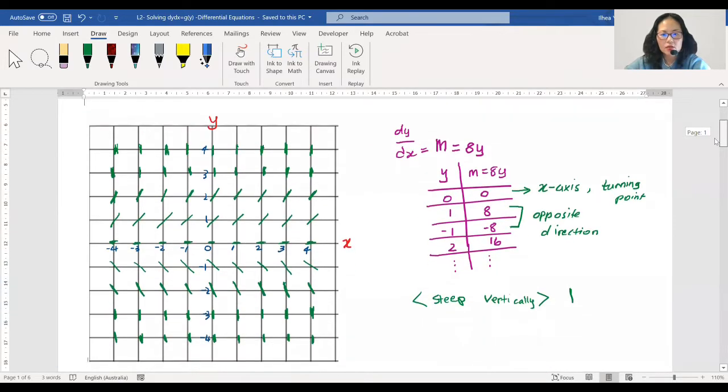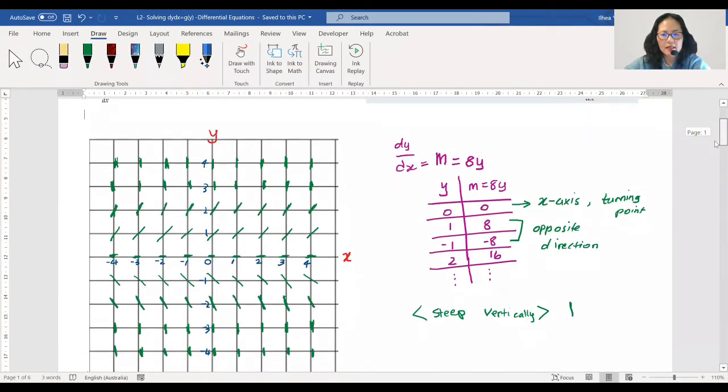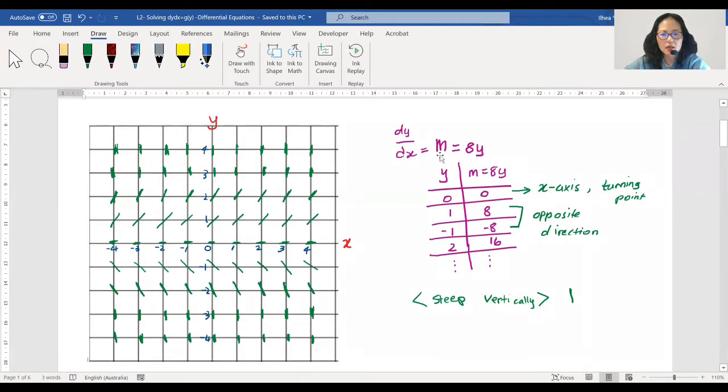Okay, so dy/dx is our gradient, so I'm going to call it a little m equals 8y. It'll be the same sort of principle. So I'm still going to use the table to do it. I mean, you can use the horizontal table if you want to, not the vertical table. I think you're probably more familiar with that.